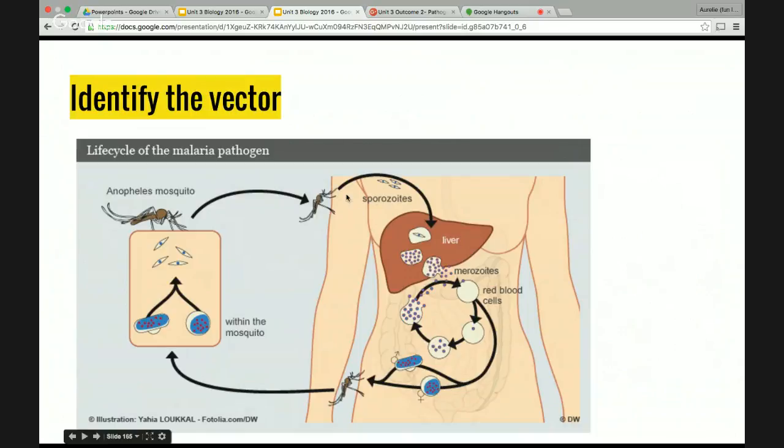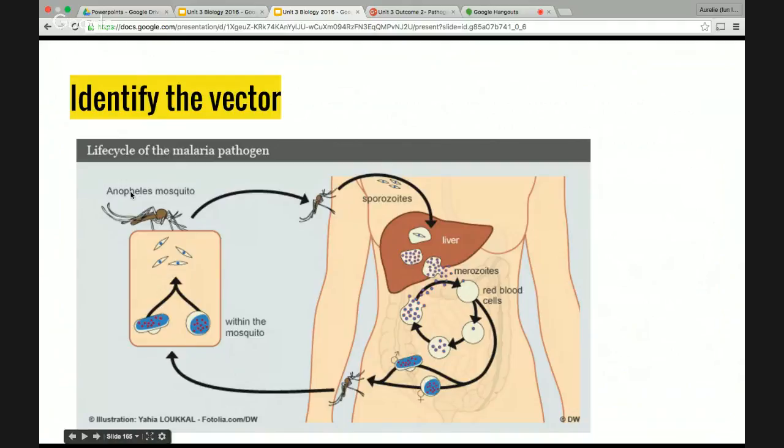sporozoites are injected in the blood that travel to the liver, and those sporozoites then form merozoites, which go into the red blood cells and form new sporozoites. And if another mosquito bites this person, that new mosquito would then become infected as well.